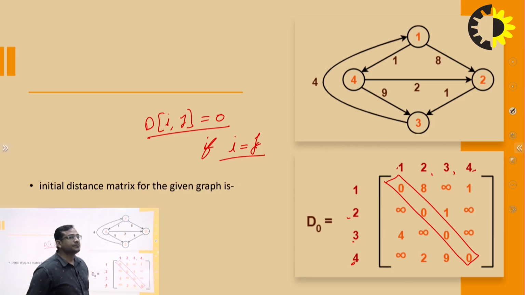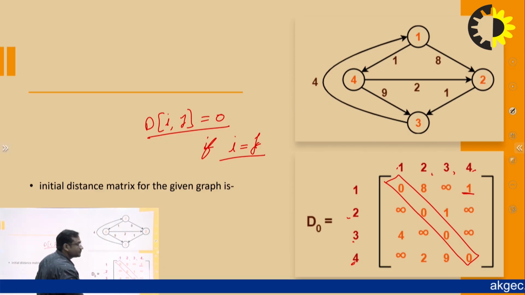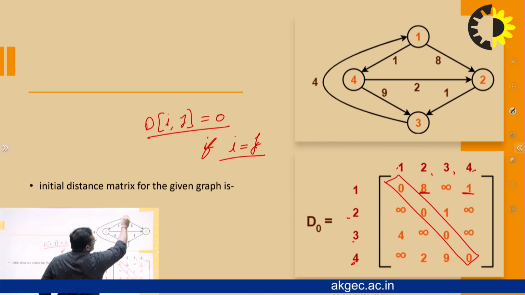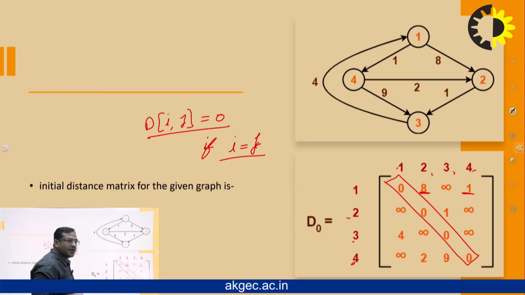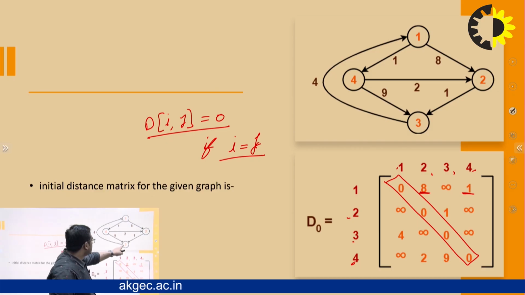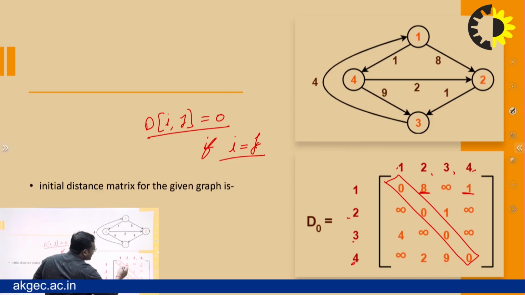Second, we have to put the direct edge weights. So 1 to 4 is 1. Then 1 to 2 is 8. 1 to 3 is nothing. There is no direct connected edge. This is basically 3 to 1, not 1 to 3, right? This is a directed graph, so you have to measure the direction. There is no direct edge from 1 to 3, so what do we write here? Infinity. Got my point?